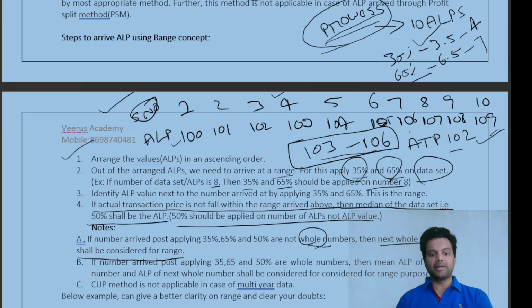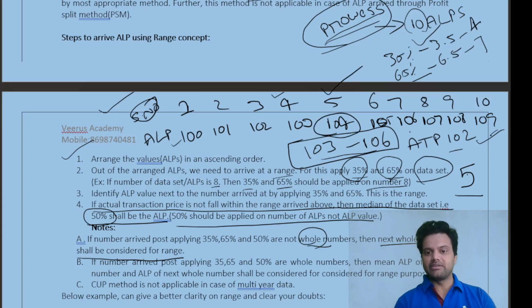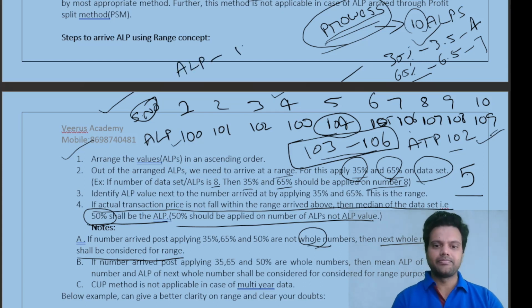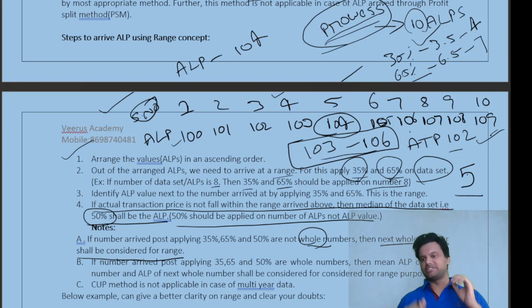Now we need to apply this 50% on the total data set, not just on 4, 5, 6, not on this range. That means on the total 10 we need to apply. So on 10, if I apply 50%, how much? I will get a mean of 5 here. This is the mean number, 5 I will get. Against this 5, what is the ALP? 104 is the ALP. Now in this particular case, by applying the range concept, the final ALP is 104. This is simply the concept of range here.